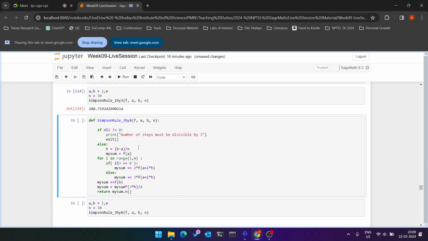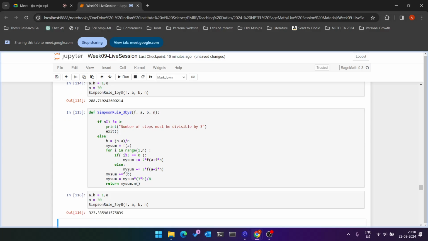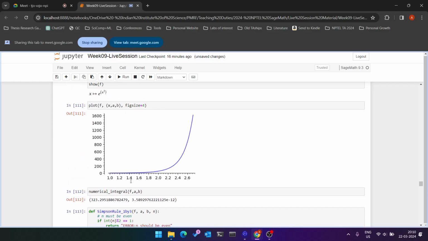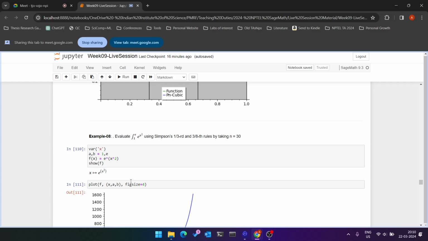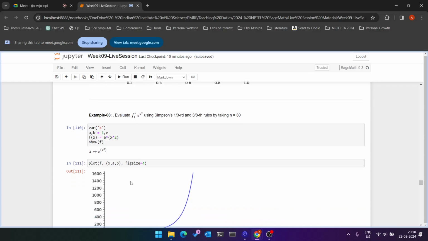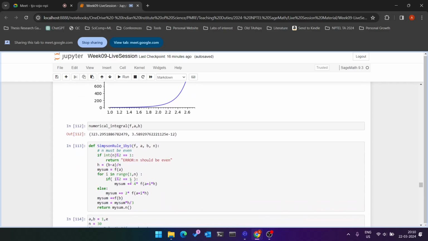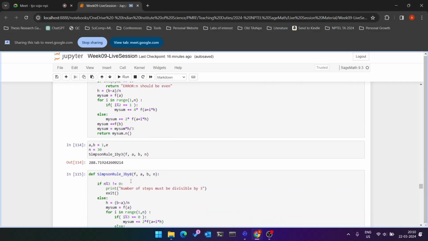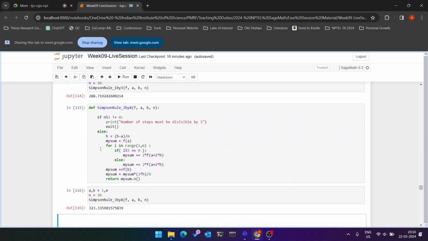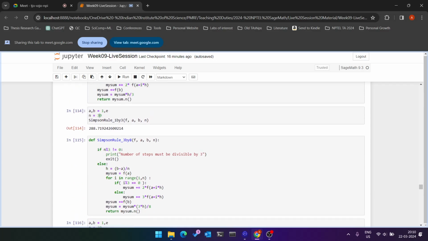Next I run the Simpson 3 by 8 rule again, and I get a value of 323.35339. Okay, so the point of this example is to show that Simpson's 3 by 8 rule converges much faster to the actual answer. And you could say, if I have to estimate how many, suppose I require say 60, take 60 iterations.